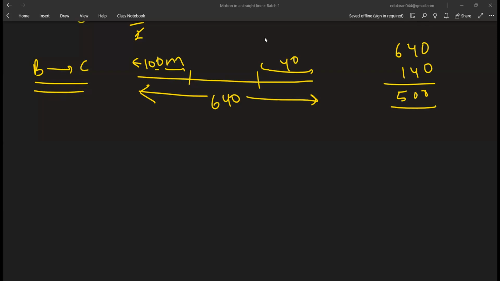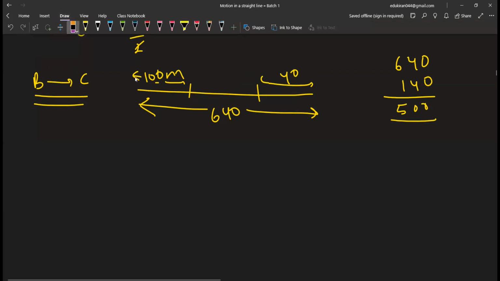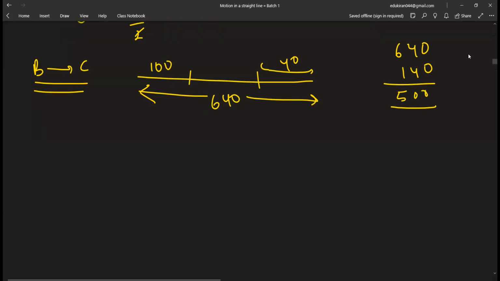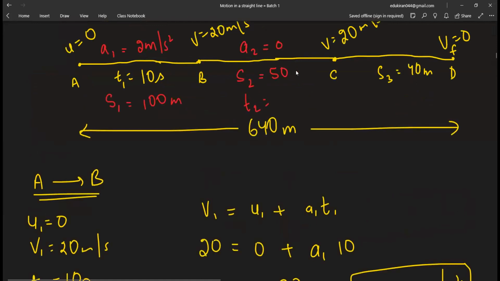500, how is this 500? It's easy. Other students also. You have deleted this part, that is 100, from here, and you have deleted this 40. That's why we are left with 500. So in this question, this part is 100, this is 500 meters, this is 40. So 500 plus 100 plus 40 is 640.